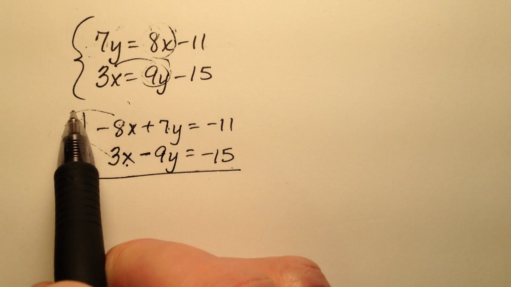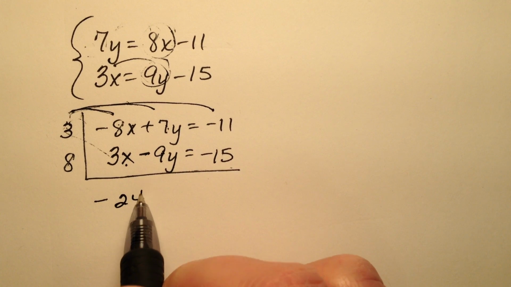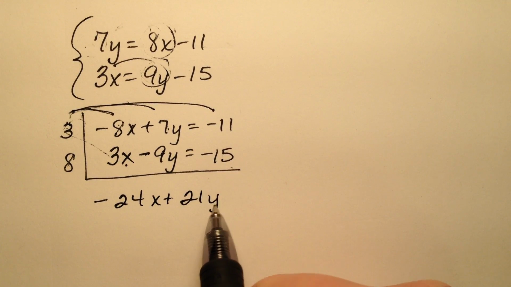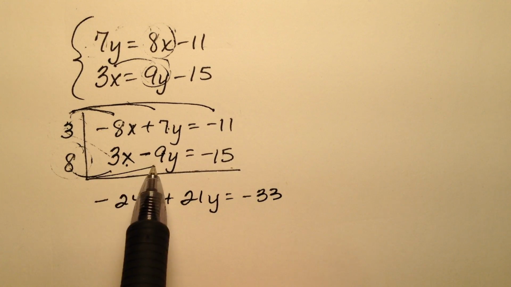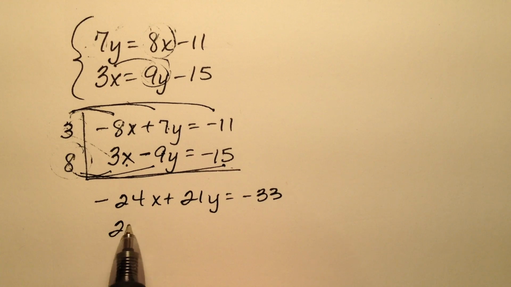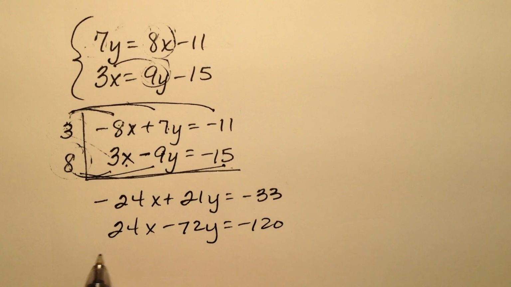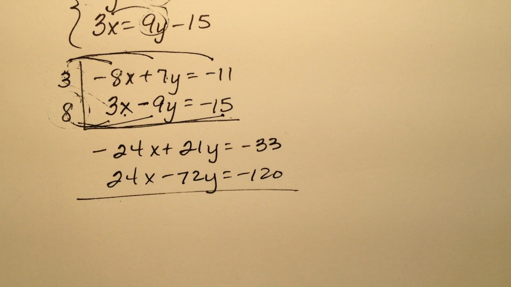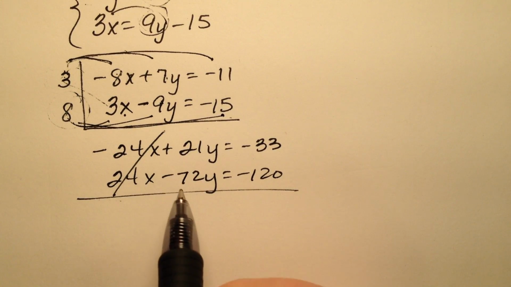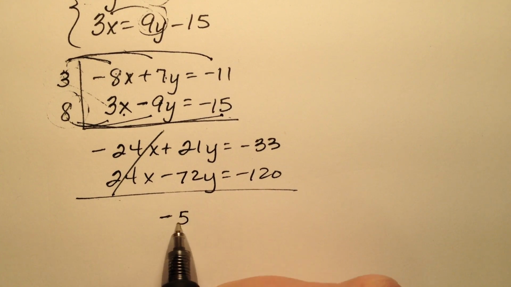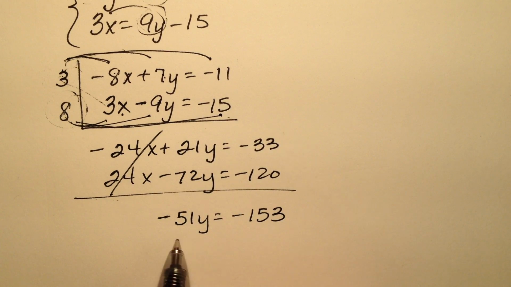So let's go ahead and take a 3 and multiply this 3 through every term in the first equation. So negative 24x plus 21y equals negative 33. Now let's take the 8 and multiply it through every term in the second equation. Positive 24x minus 72y equals negative 120. So now as I add these two equations up, my x's will cancel. My y ends up being a negative 51y, and my constants are negative 153.